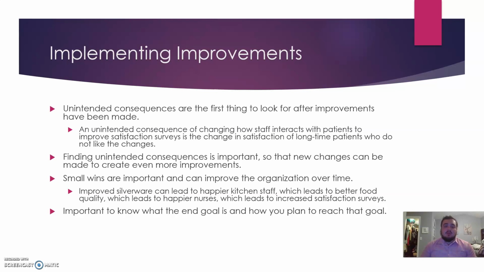Small wins are also important and can improve the organization over time. An example of that is improved silverware can lead to happier kitchen staff, which leads to better food quality, which leads to happier nurses, which leads to increased satisfaction surveys. So you've got to look at those small wins and work with them over time to see what you can do with those as well. It's also important to know what your end goal is, and you have to have a plan to reach that goal so that you know what you want from your improvements.